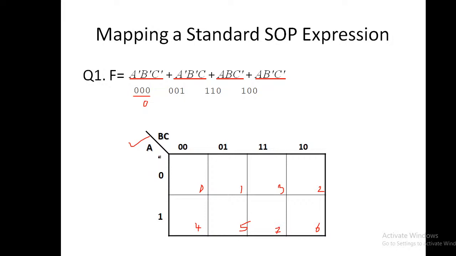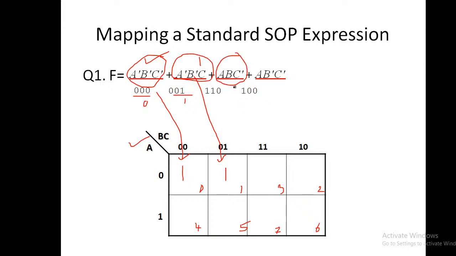Okay, now if you are writing in this fashion, for this you have to put 1 here. So this is 0 means here you have to put 1, right? So for this term you are putting 1 here. For this term 0 0 1 is decimal 1, right? So M1, right? So for this term you will be putting 1 here, right? For this term 110, you will be putting 1 here.